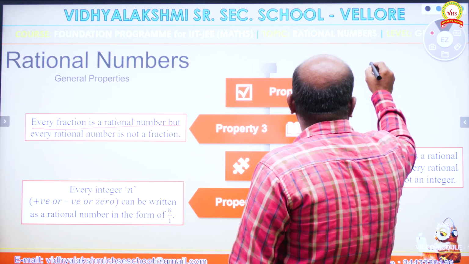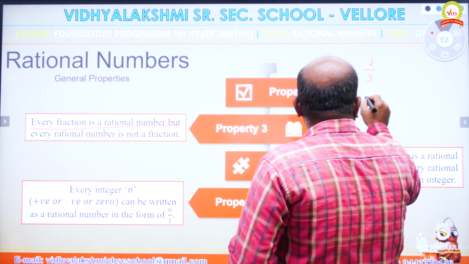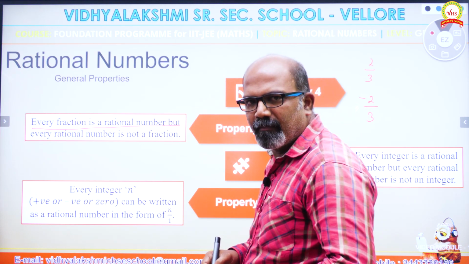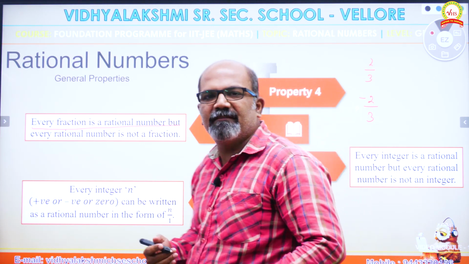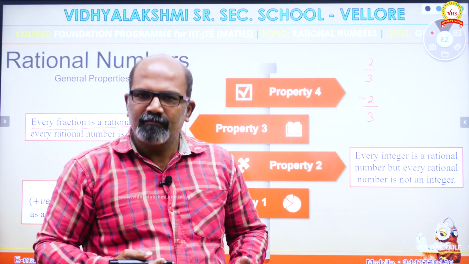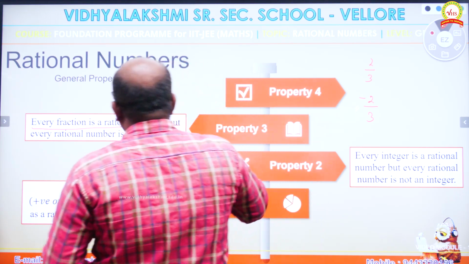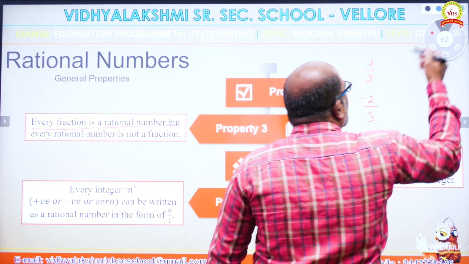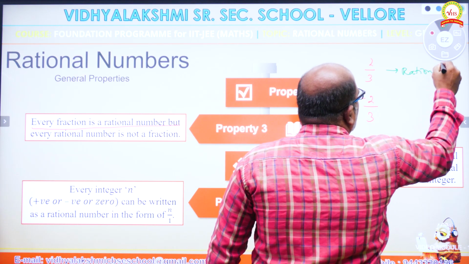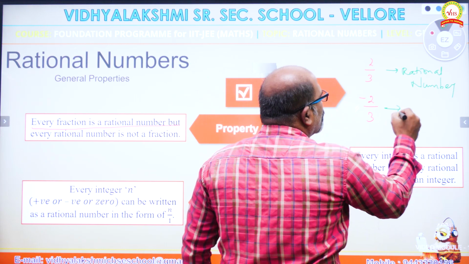See, I am going to take a fraction 2 by 3. This is a rational number. Minus 2 by 3 is also a rational number. Because both of them are written in the form of p by q, both are rational numbers only. Clear? This is a rational number and this is also a rational number.